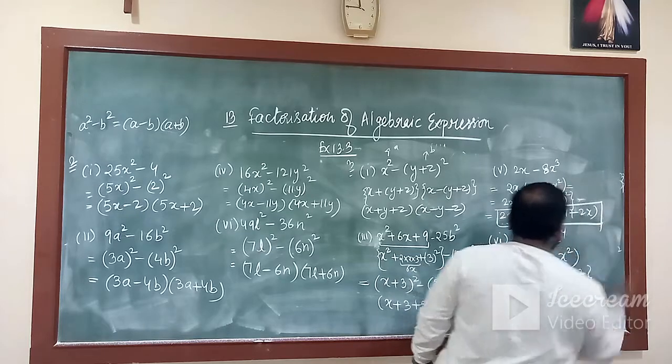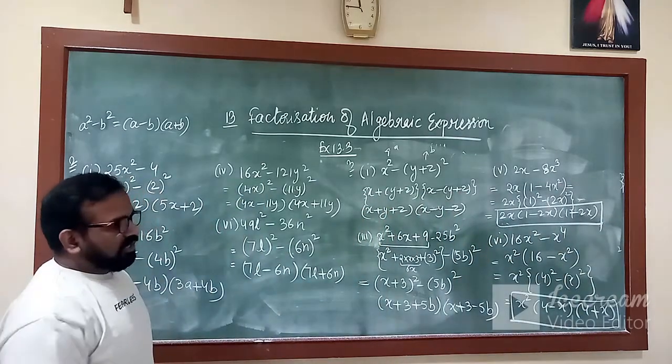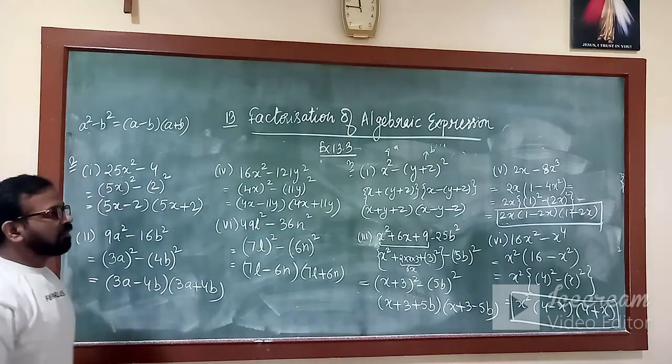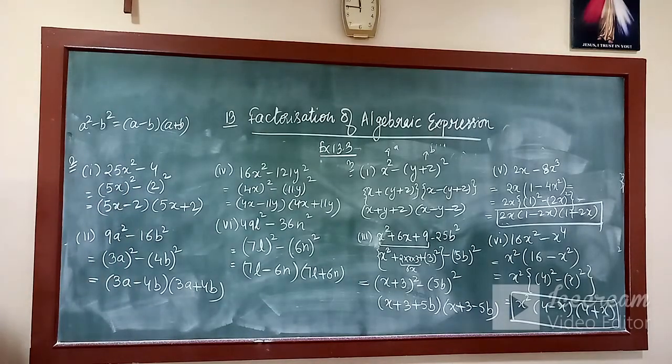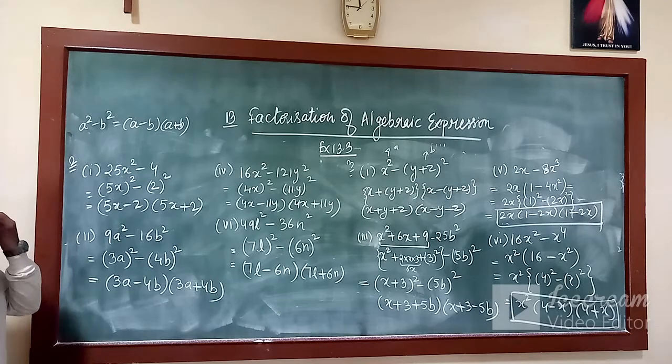Okay. So we have to factorize till all the terms are completely factorized. So we have discussed a few questions related to a plus b whole square and a minus b whole square and a square minus b square.